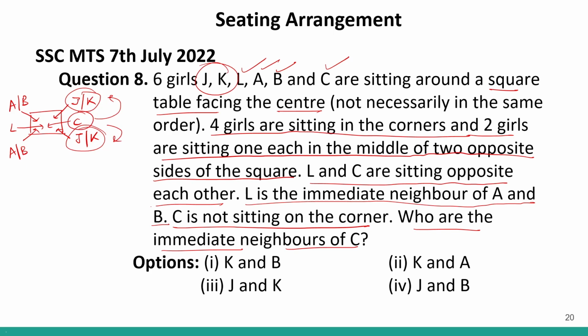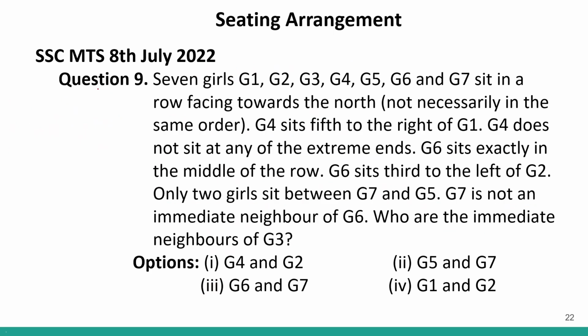Because if we have J over here, we will have K over here. If we have K over here, we will have J over here. So immediate neighbors of C will be J and K, and this is given in option number 3. Therefore, this will be the correct answer to the question. Option number 3. Correct?